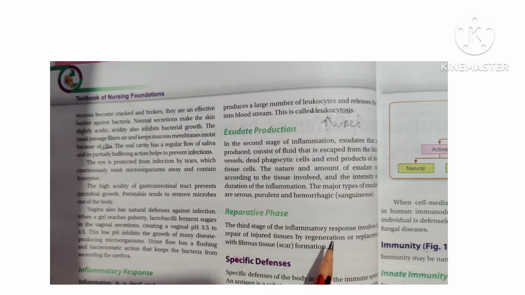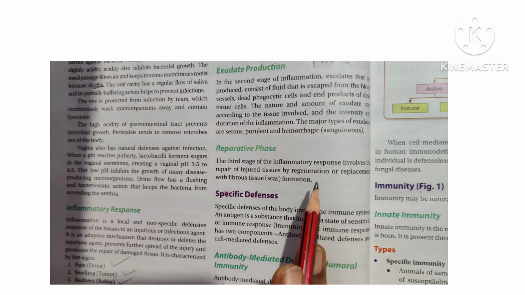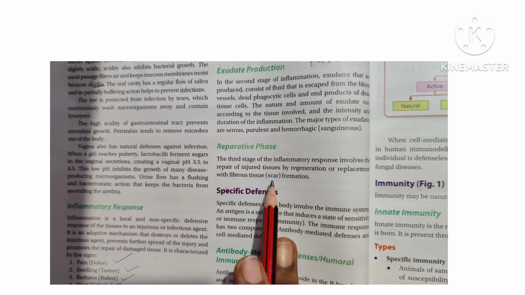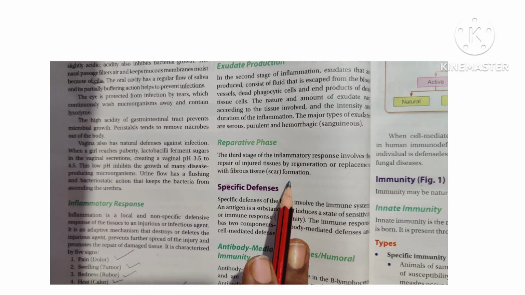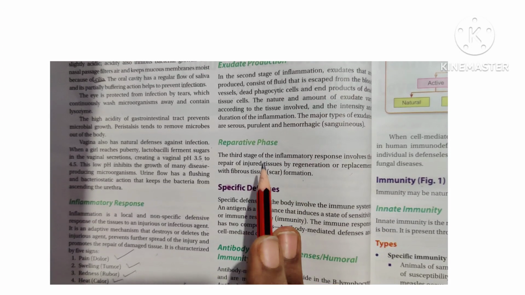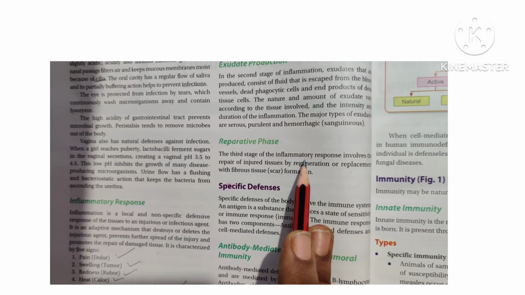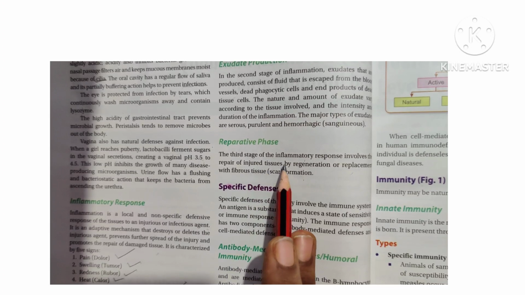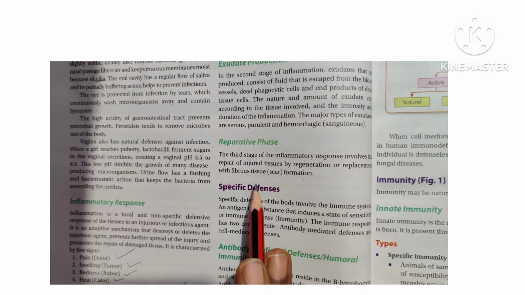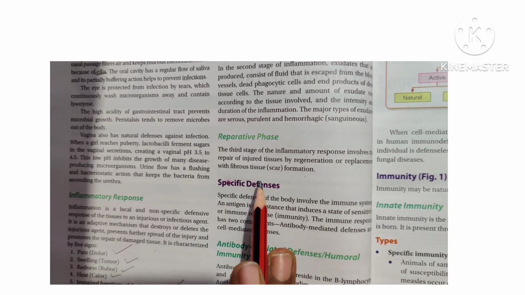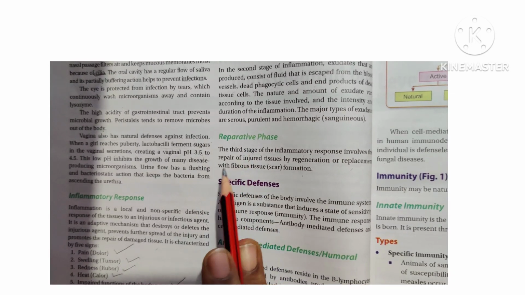So in the first phase we have seen vascular and cellular changes. In the second phase we have seen exudate production, and in the third phase you have the reparative phase. What is the third stage? The third stage of the inflammatory response involves the repair of injured tissues by regeneration or replacement with fibrous tissue, scar formation. So in the reparative phase, the inflammatory response is going to end. That is the third stage, where the injured tissue will be repaired or replaced by fibrous scar tissue. So you have to keep that in mind. Fibrous scar tissue or reparation will be taking place in the reparative phase.